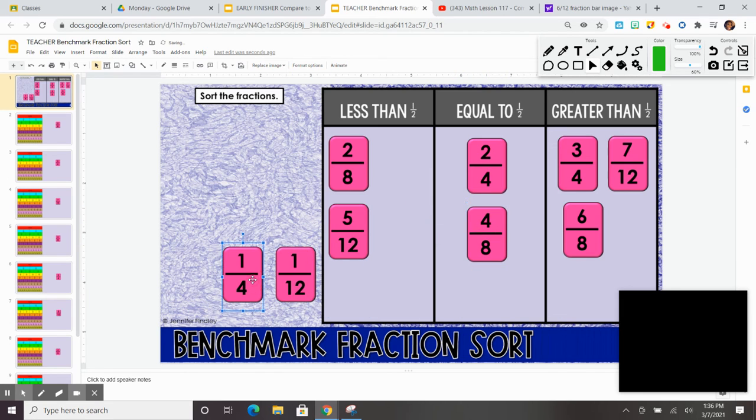All right, now I have 1/4. Again, look at my denominator. My denominator is 4. 4 divided by 2 is what? I think, 2 times what number is 4? 2 times 2. So half of 4 is 2. I know that 2/4 is equivalent to 1/2.